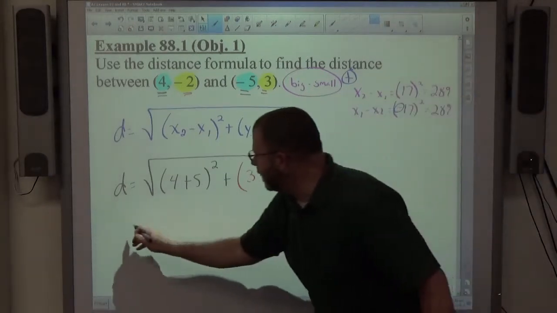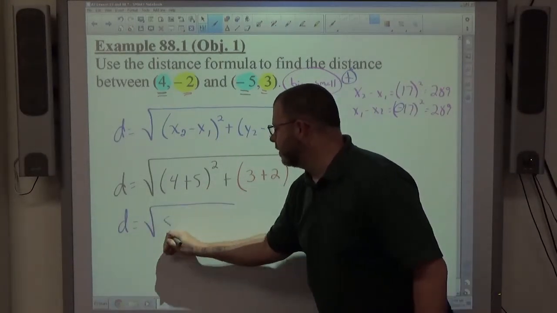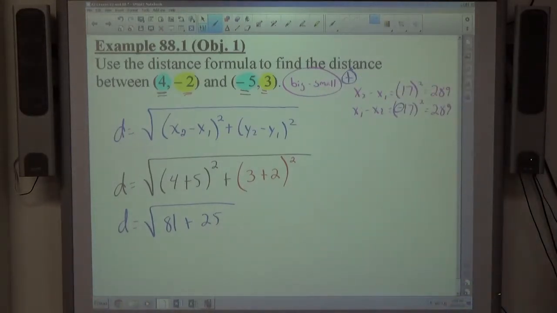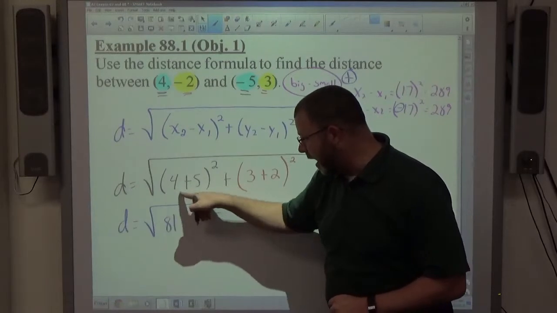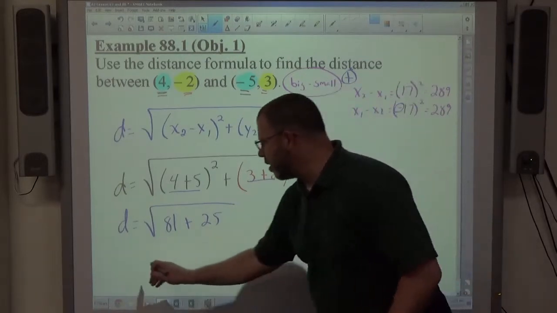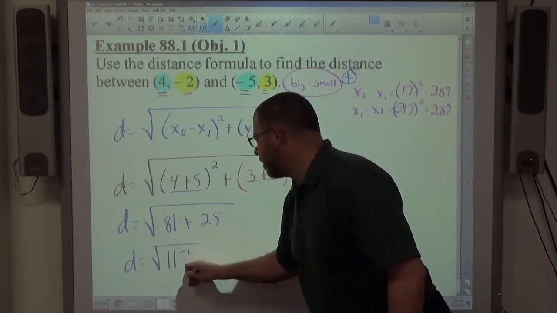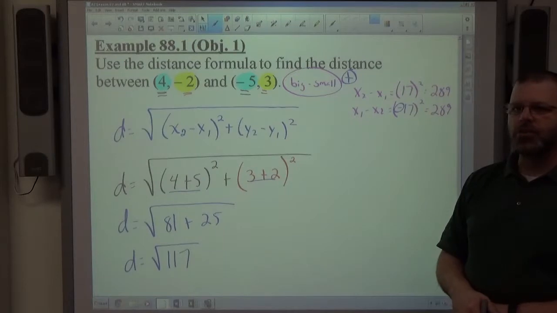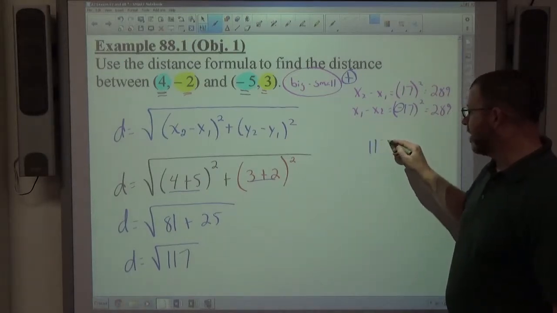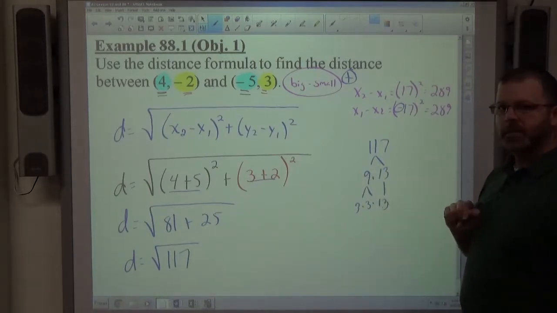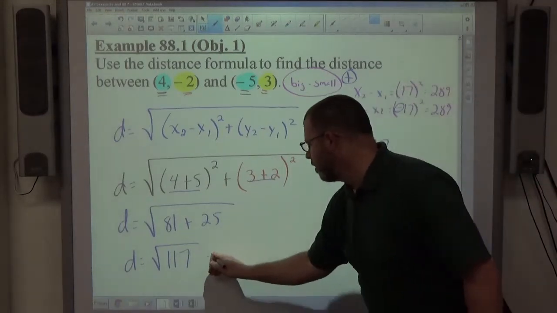All right, so that gets me d equals the square root of 9 squared plus 5 squared. I trust you guys can add and square in your head, right? First, 9 squared is 81. 5 squared is 25. And once you've squared both, you take the square root of the sum, so the square root of 117 is what we get. The last thing you do here is simplify if possible. Obviously 117 divides by 9. And 9 is 3 times 3. So the square root of 3 times 3 times 13, so 3 times the square root of 13.